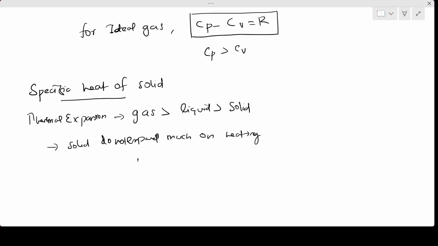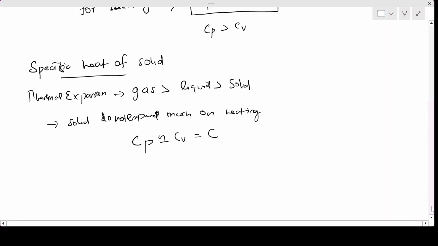So in that case you can say that Cp is approximately equal to Cv, and that is equal to C. So Cp is equal to Cv in the case of a solid. That means the solid does not expand on heating, so C you can simply take as Cv. So in most cases, specific heat of a solid we represent in terms of Cv.